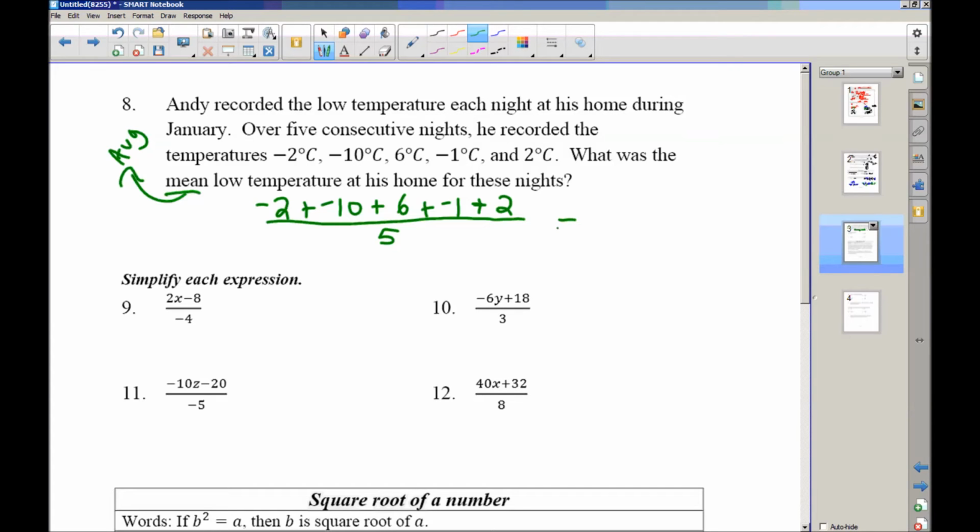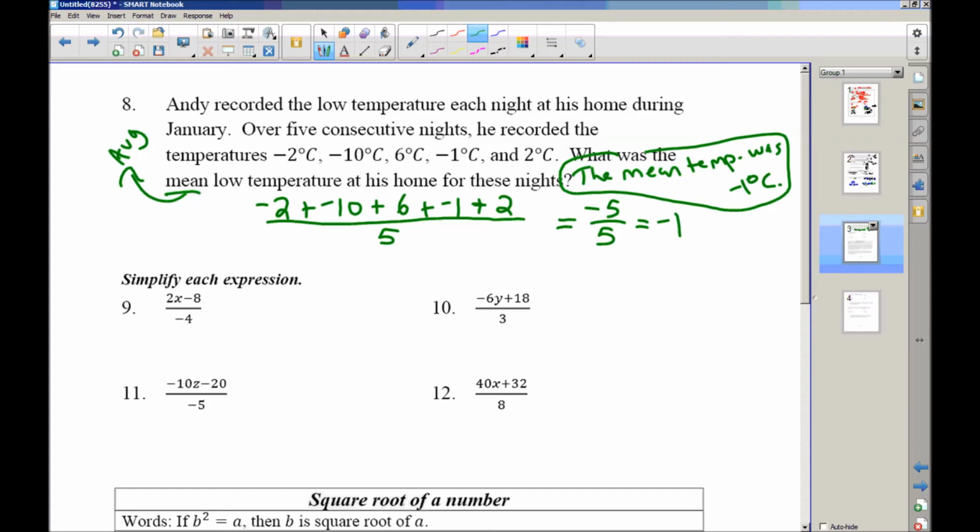All right, so if we add up these, we get, let's see, that's -13 plus 8, which is -5 over 5, which is -1. So the average temperature was -1 degree Celsius. There's my final answer.